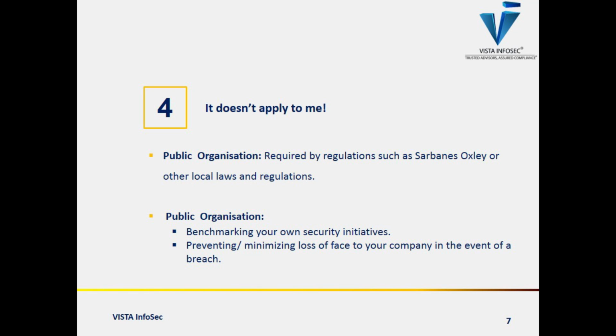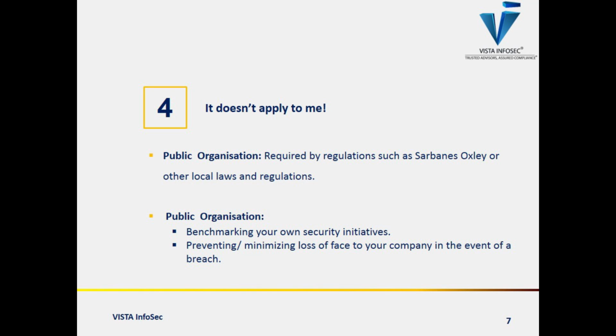But for a public organization, that's not a choice. For US-based companies, it's the Sarbanes-Oxley Act. It's mandatory. For HIPAA, it's required, and there are so many local laws and regulations. For India, of course, it is required. It's not as serious as in the US, but still the requirements do stand. For private organizations, again, it's about benchmarking your own security initiatives. You must have heard it, when you go to your management and say, okay, I need to spend $500,000, or maybe $100,000, a small amount.